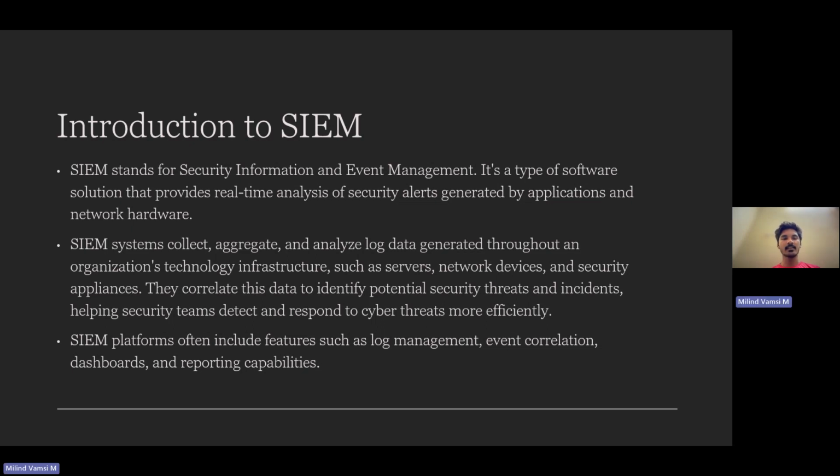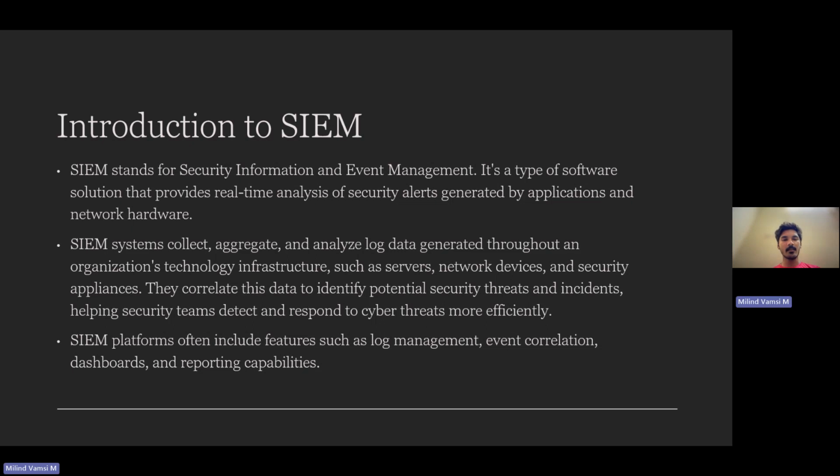SIEM generally collects, aggregates, and analyzes log data generated from the IT infrastructure and correlates this data to identify potential security threats and incidents, helping security teams to detect and respond to cyber threats more efficiently. Generally, SIEM employs agents to collect events from devices, servers, networks, and security tools and sends this data to a centralized console, where analysts can analyze, prioritize, and respond, thus reducing the cybersecurity noise effectively.